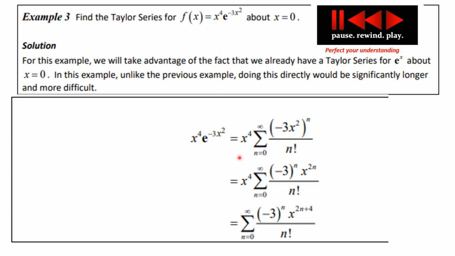Now I have this x to the fourth out here, but we also learned, because power series are like polynomials, I can distribute that x to the fourth in there. So x to the fourth is multiplied, and so that gives us the addition of exponents. So the final answer for this, x to the fourth e to the minus 3x squared, is the summation from n equals 0 to infinity minus 3 whole to the n, x to the 2n plus 4, all divided by n factorial. Pretty powerful stuff, huh?